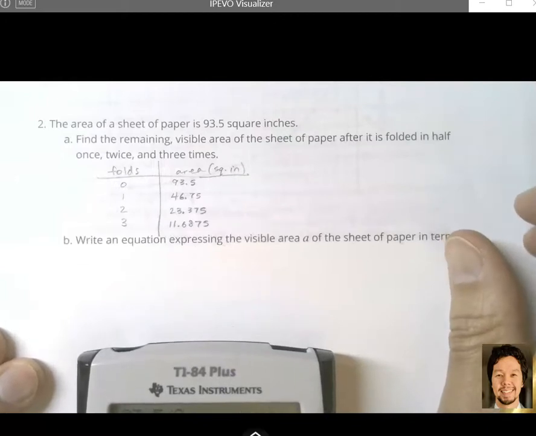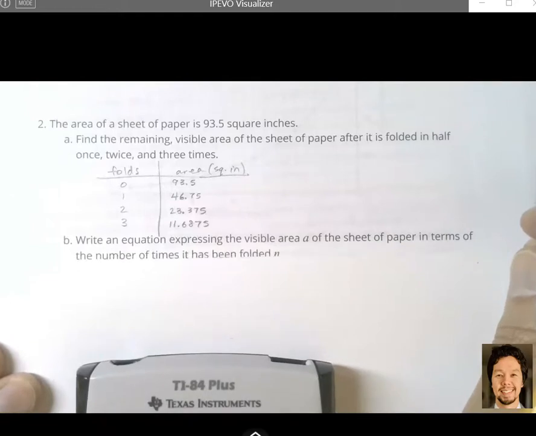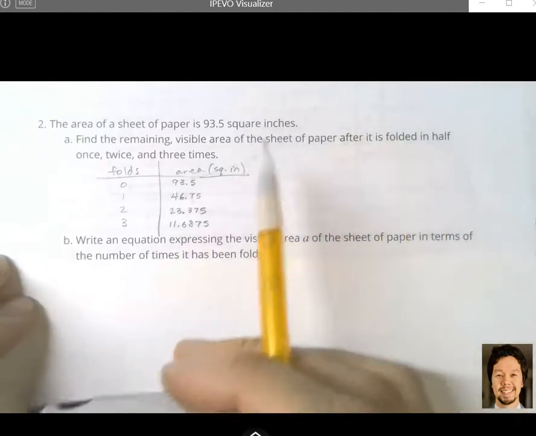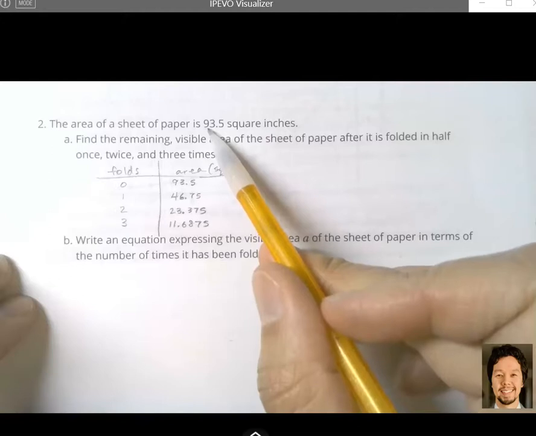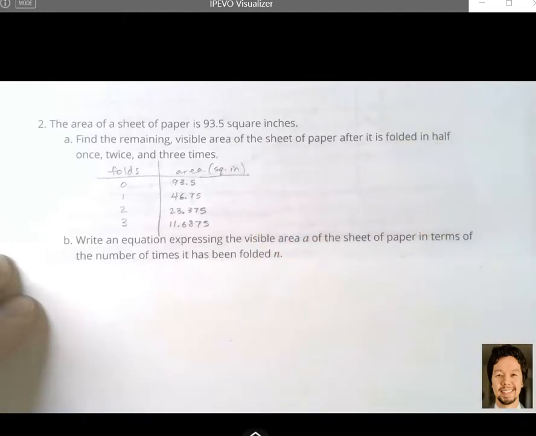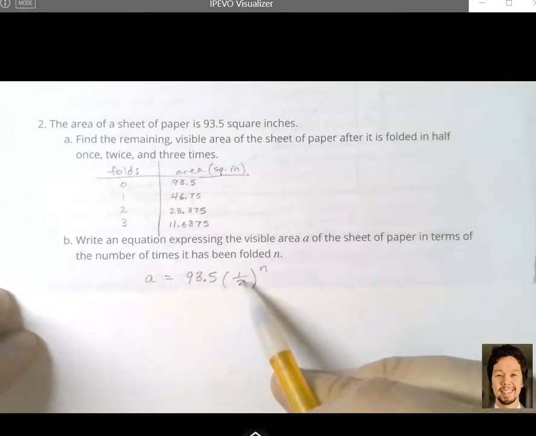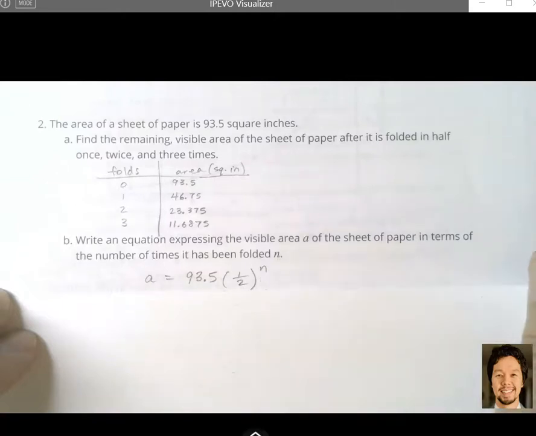Letter B, write an equation expressing the visible area of the sheet of paper in terms of the number of times it has been folded. So here we realize that the initial area is 93.5. They tell us what to use. We're going to use A. So we have A equals 93.5, and the decay factor is 1/2 to the n power, because n is the number of folds.